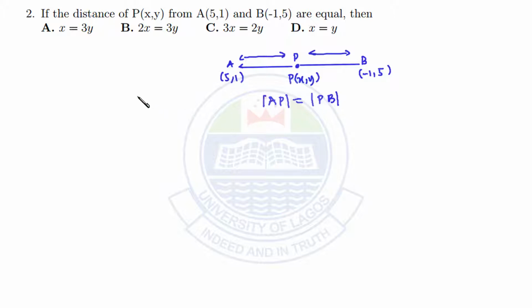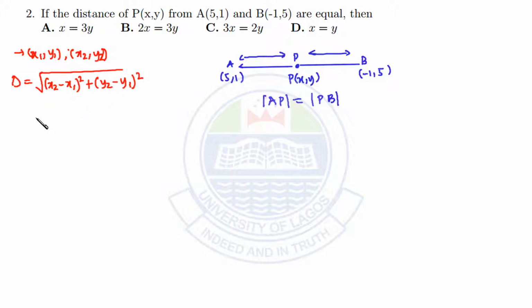Now another thing you might want to remember is your distance formula. You remember that the distance between 2 points, let's say point (x1, y1) and point (x2, y2), is given as the square root of (x2 minus x1) all squared plus (y2 minus y1) all squared. Now let's calculate the distance between A and P. So the distance between A and P is given as the square root of, let's say this is our x1.